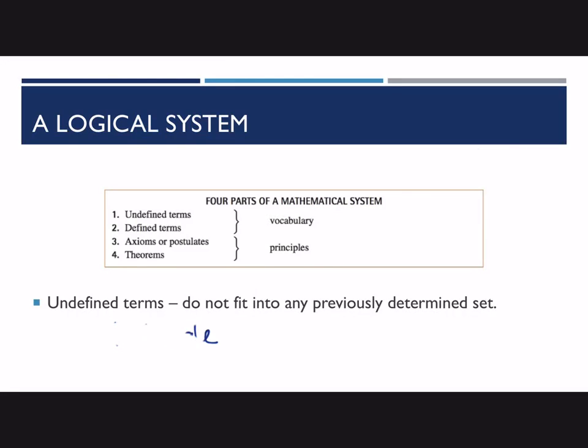Recall that our three undefined terms in this textbook are point, line, and plane. If you try to think of a larger category for point, intuitively, Euclid would say a point is that which has no part, but there's no larger category. What collection of things does a point fall into? There's nothing really that point falls into.